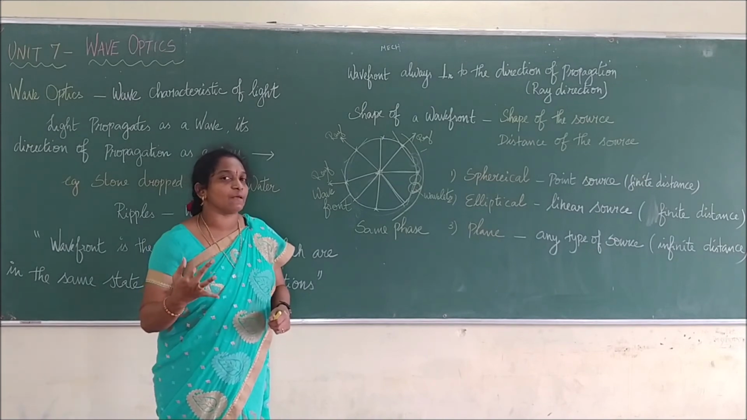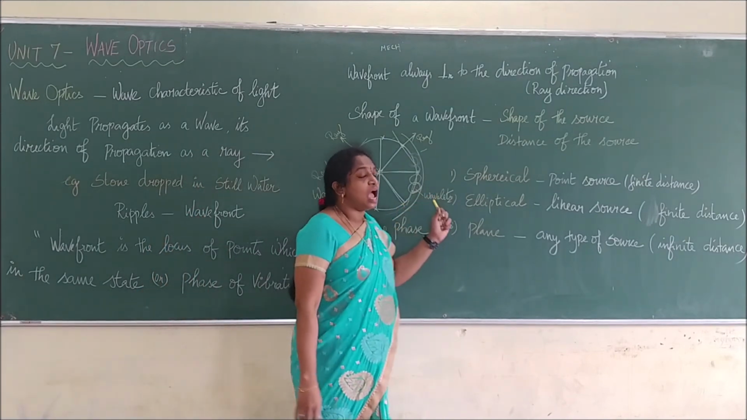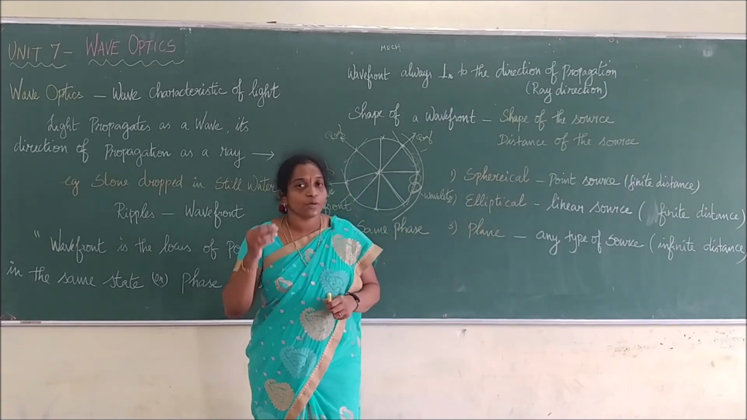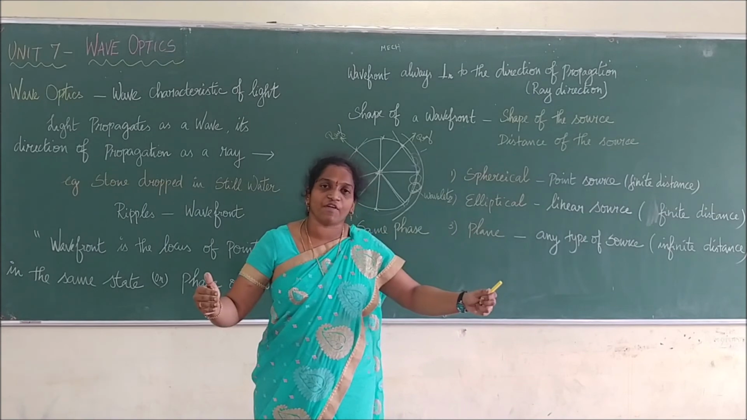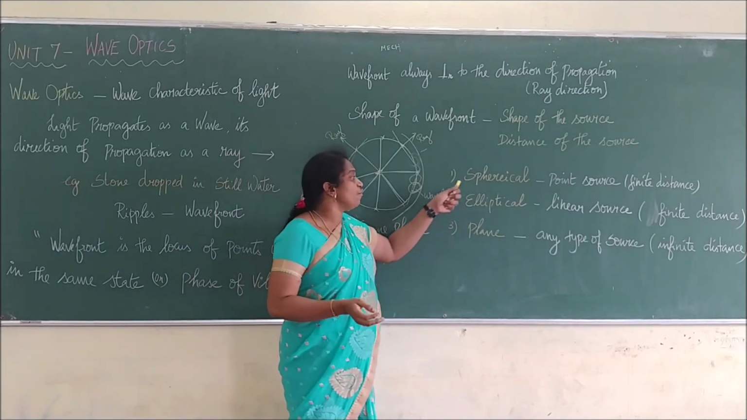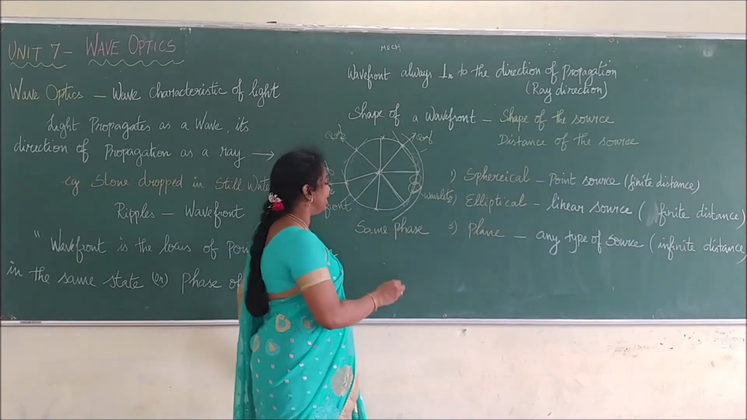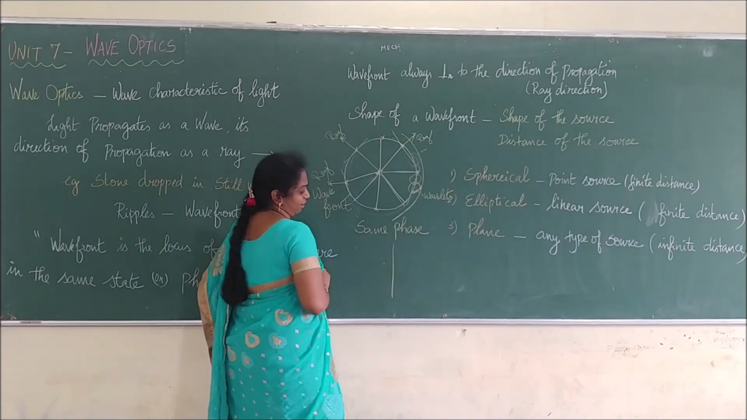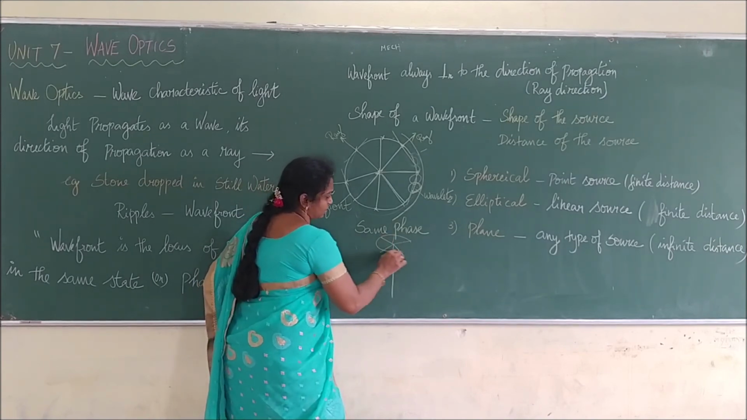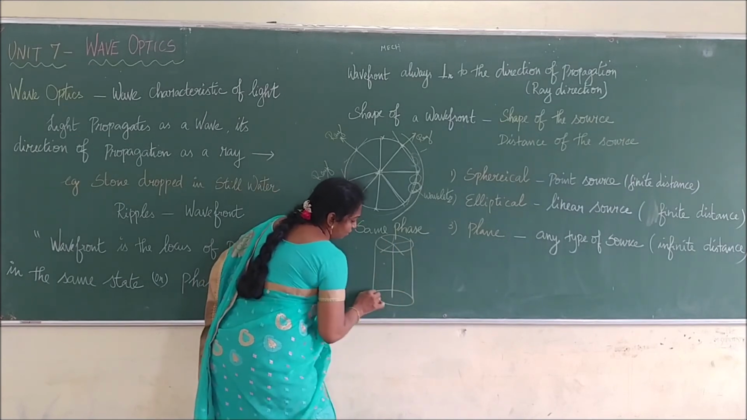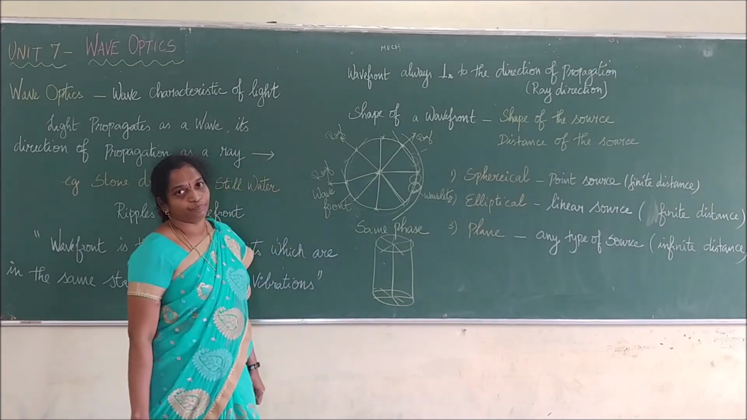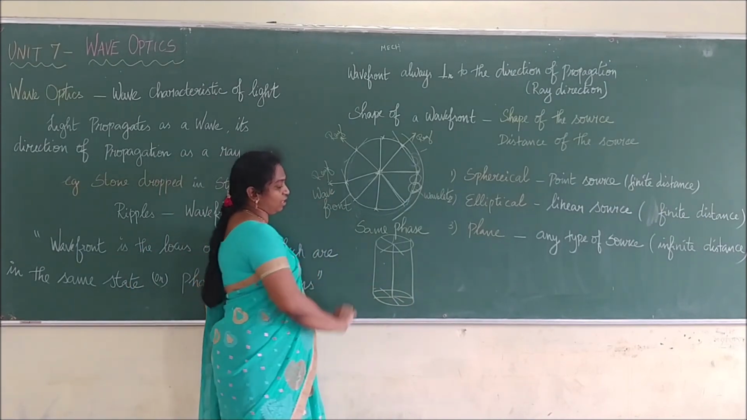So we get three types of shape. One is called a spherical wavefront, another is a cylindrical wavefront, and a plane wavefront. It is very simple. If I use a point source and the distance is finite, we see a spherical wavefront. Instead of a point source, if I use a linear source, a straight line, with equal distance everywhere, it gives rise to a cylindrical wavefront.